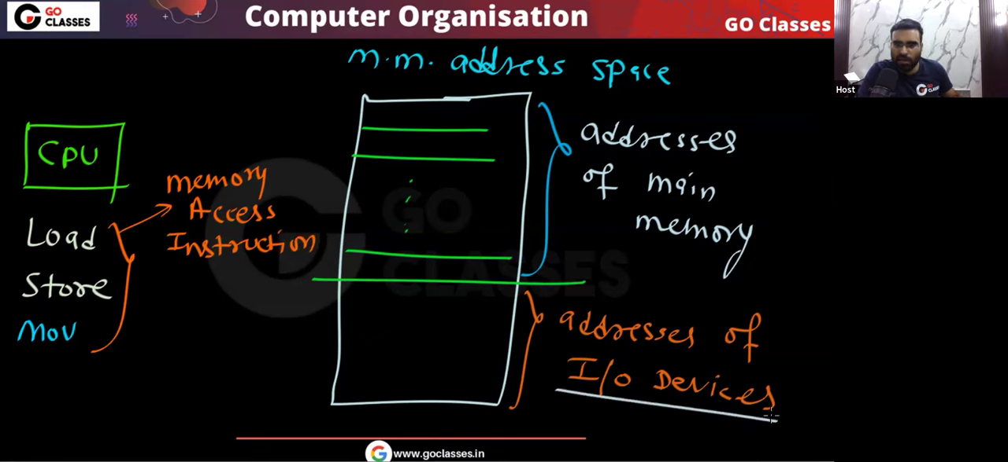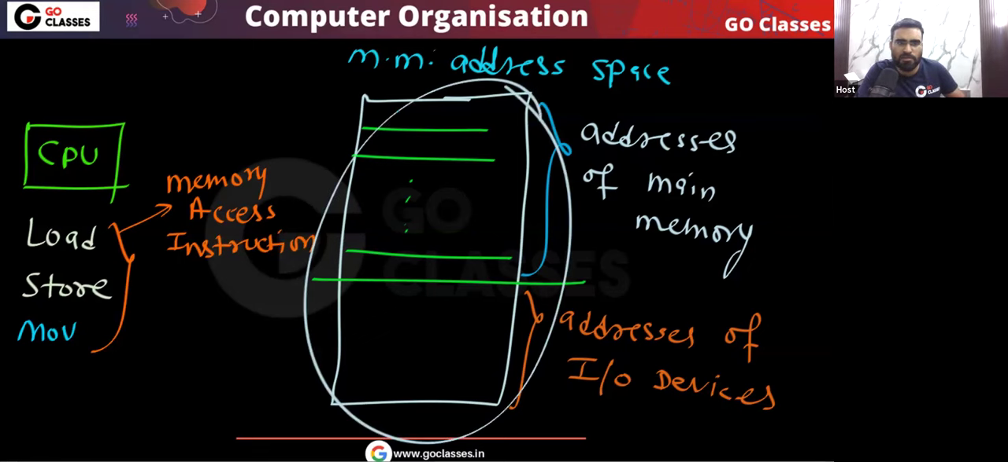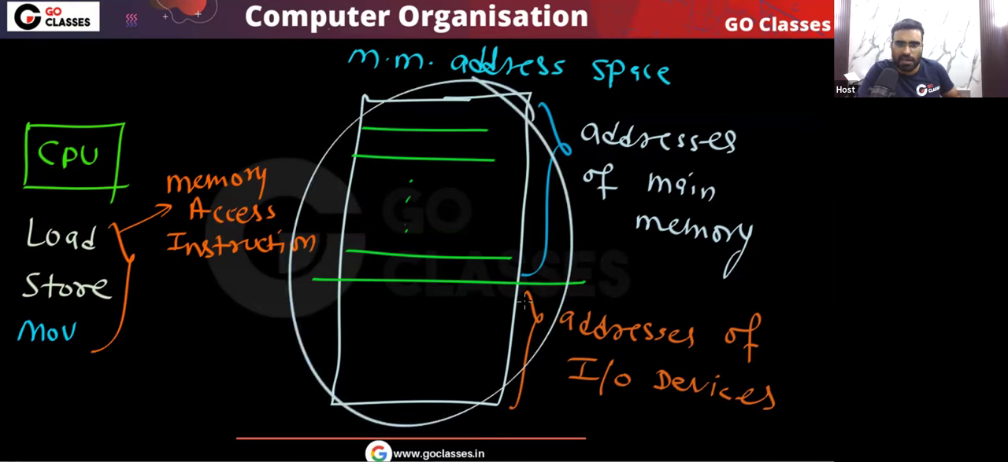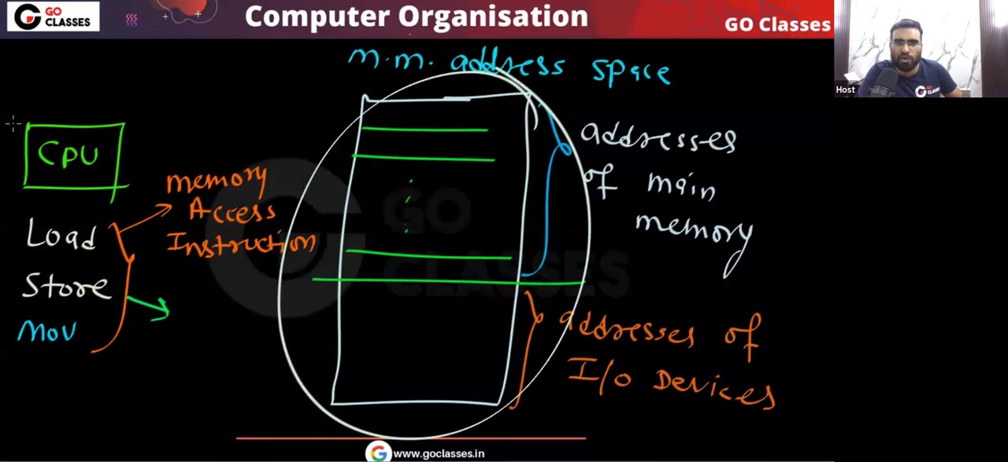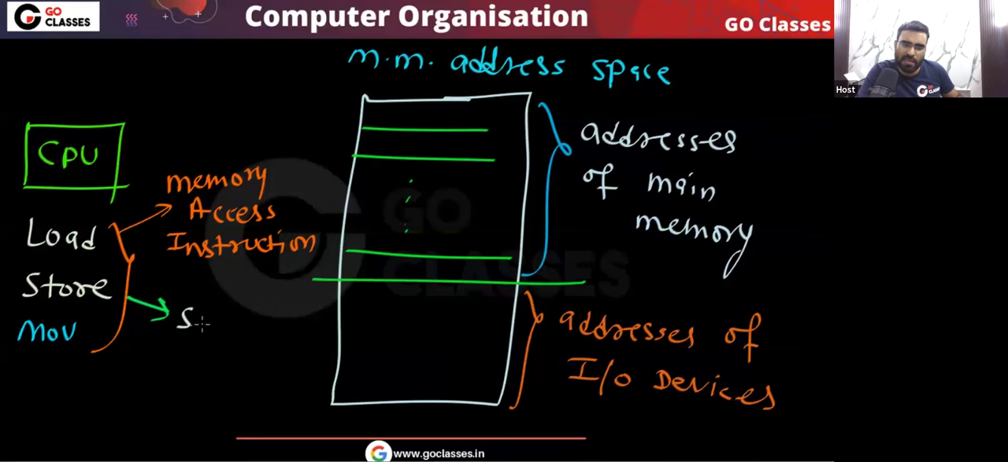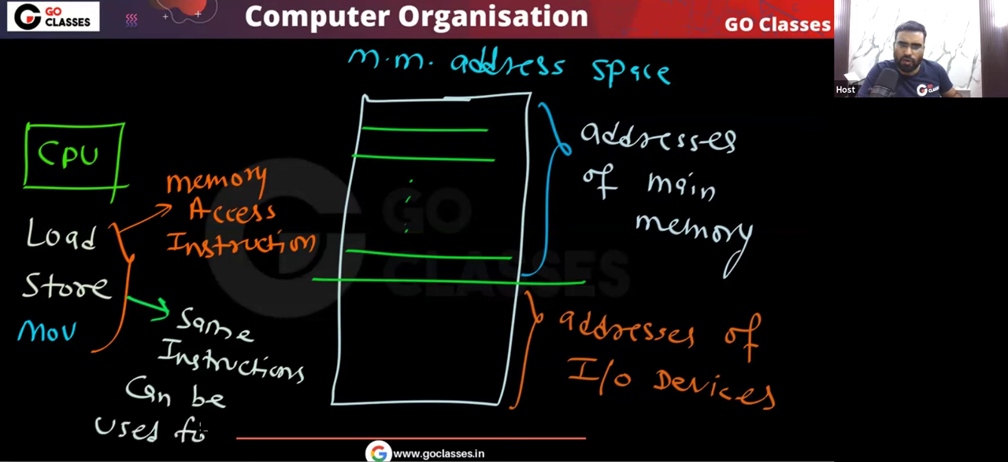But you can notice IO devices are sharing the address space of main memory. This is the complete address space, and the IO devices are sharing the main memory address space. So these same instructions we can use for IO devices also. Is this point clear? Let me know. In memory mapped IO, these same instructions we can use for IO devices also, because IO devices are sharing the address space of main memory. Same instructions can be used for IO devices.